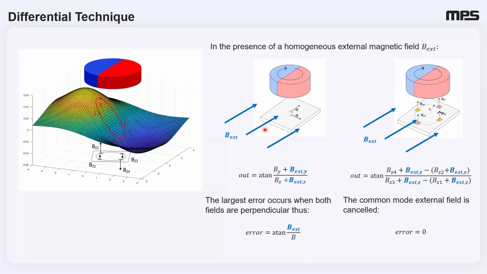This differential technique is used to completely cancel out an external field. I was going to say it's used only in the context of angle sensing and not in current sensing. But actually, you can use this in current sensing as long as the current sensor has a current path in it.